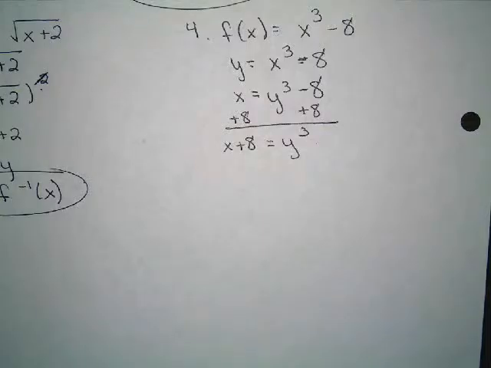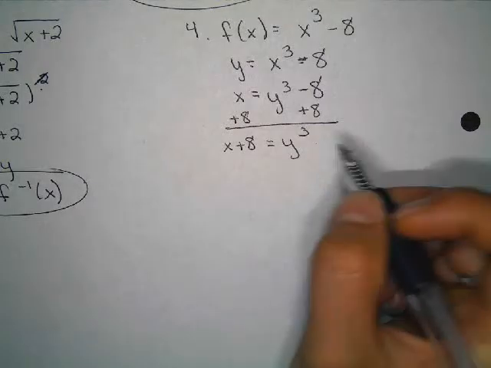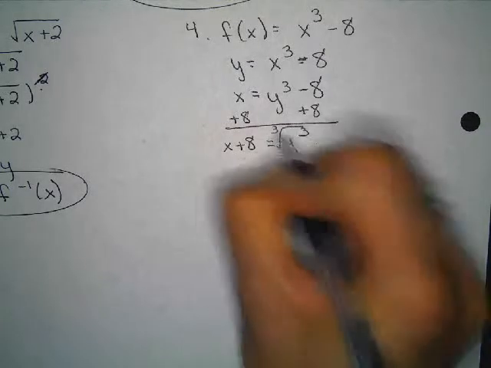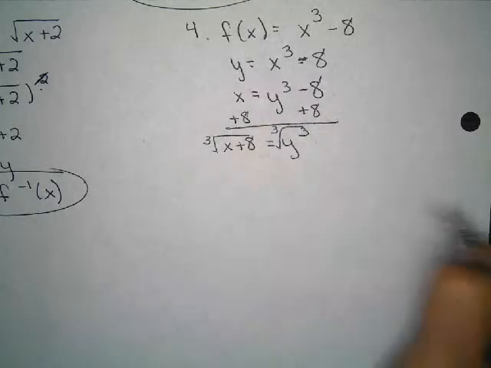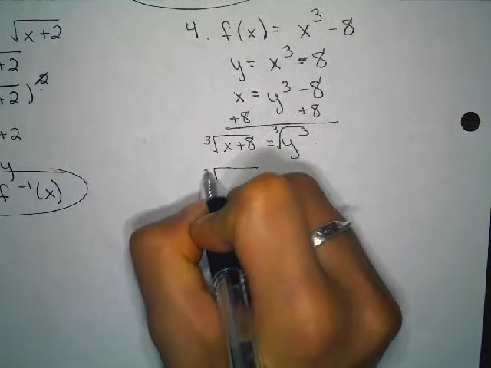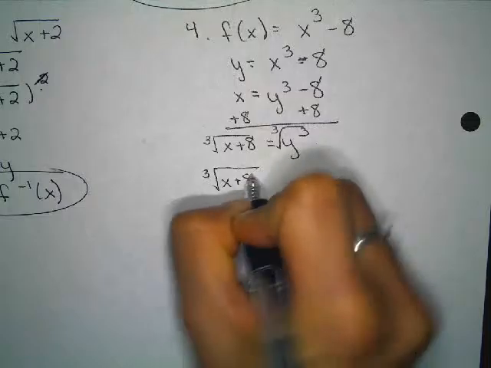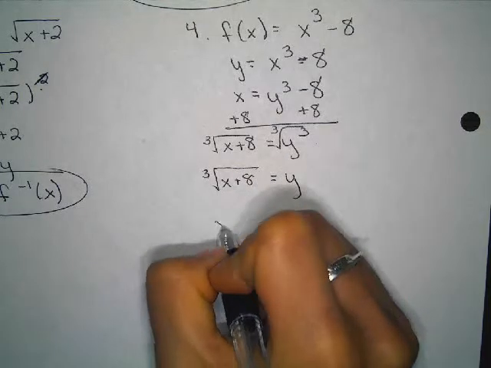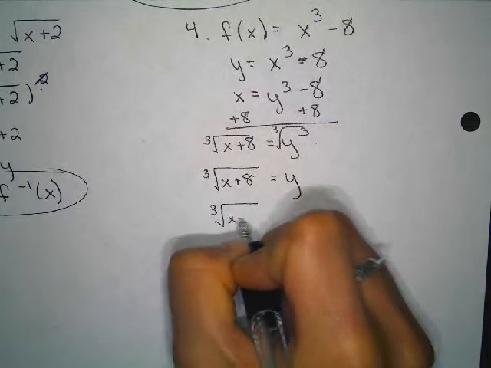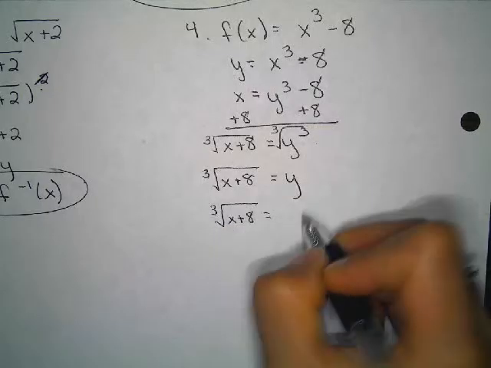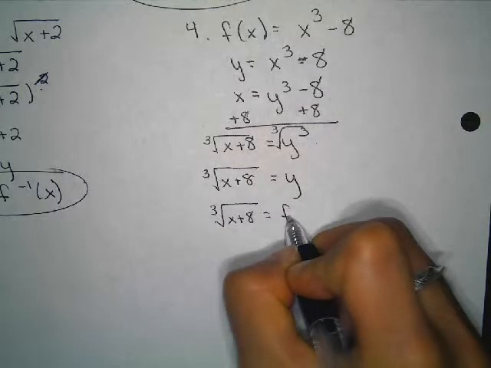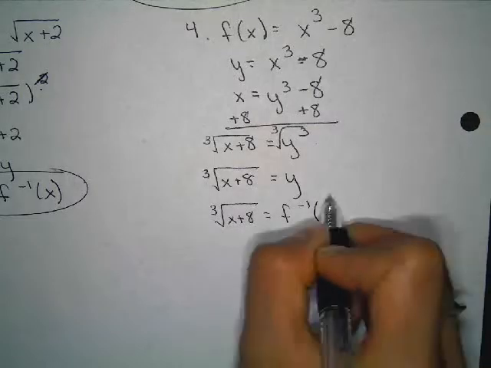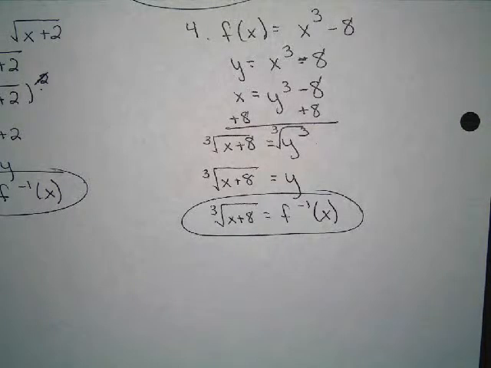Now that's cubed. Normally if we have y squared, we take the square root of it. So now that we have y cubed, we're going to take the cube root of it. So that's just a radical with a little 3 there. So now I have the cube root of x plus 8 equals y. And again, we have to change that to the inverse. So the cube root of x plus 8 equals the inverse of f of x.